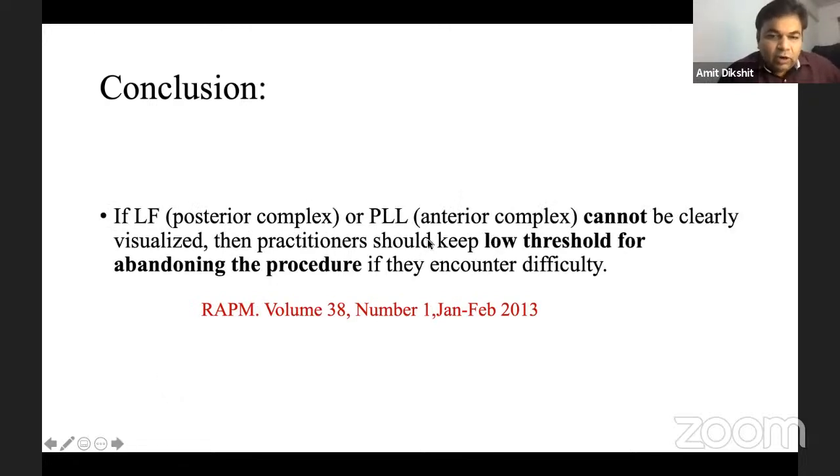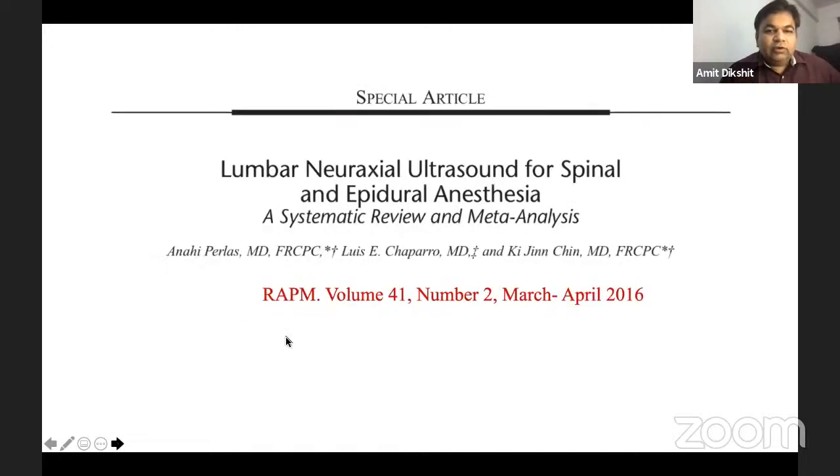And when it cannot be seen clearly, when you cannot see the posterior complex or anterior complex clearly, then in the same article it has mentioned that you should keep a low threshold for abandoning the procedure. And this is really true in my practice. I just do a pre-procedural scan, and if I do not see either the anterior complex or posterior complex, then I try maybe one or two attempts and immediately convert to general anesthesia. Patients are much happier. Everyone is aware. So we can be really precise and accurate with what we are doing.